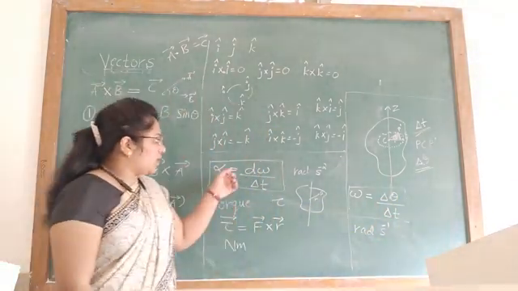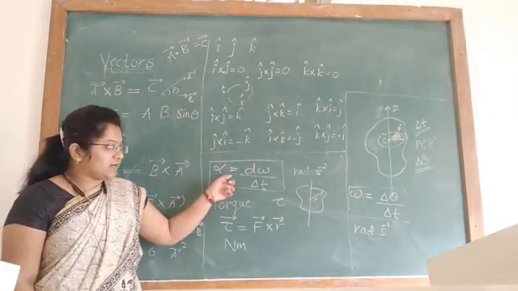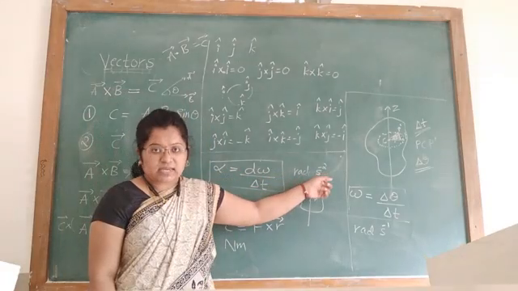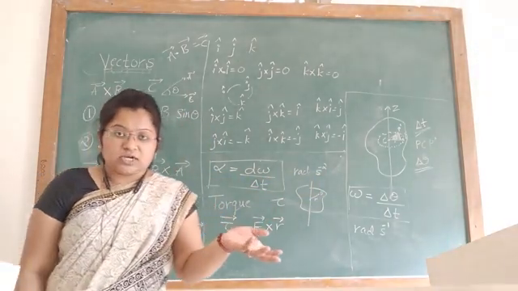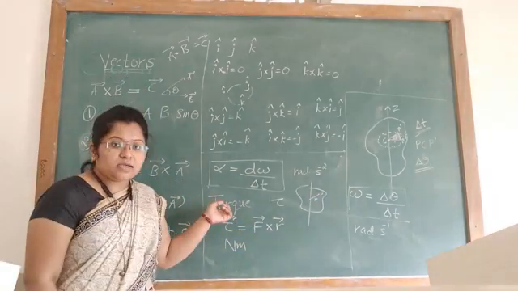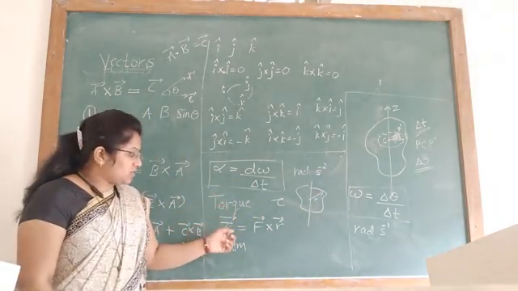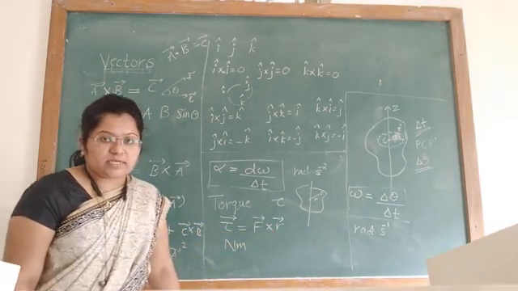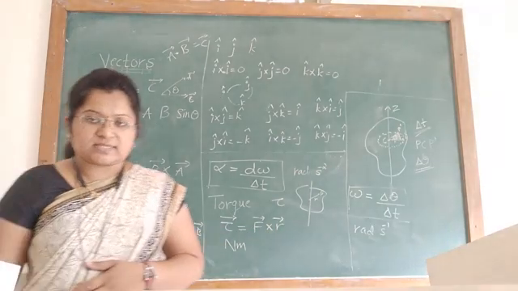The rate of change of angular velocity with respect to time is angular acceleration, in radian per second square. And torque, the force applied on rotating bodies, or the rotational effect, is measured in terms of torque. Tau is equal to F into R, and its SI unit is Newton meter. The remaining things we can discuss in the next class.